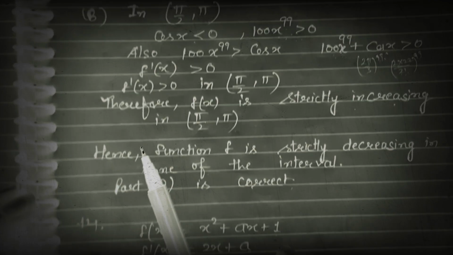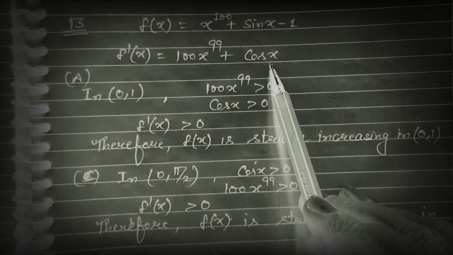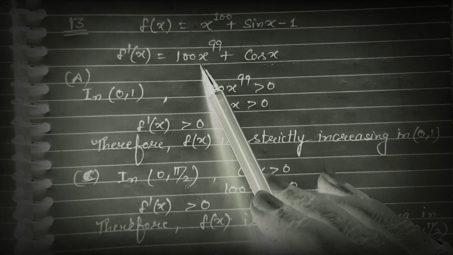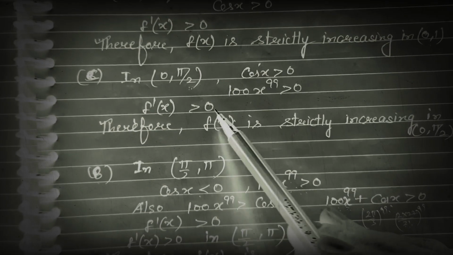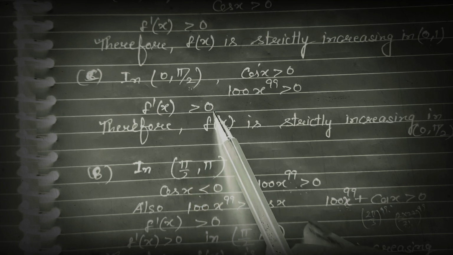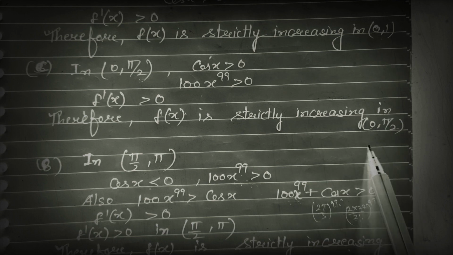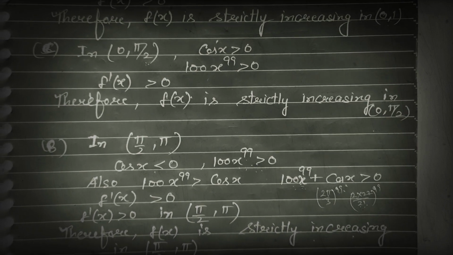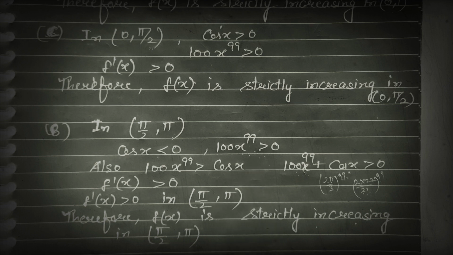Now come to the third part, 0 to pi by 2, first quadrant. In the first quadrant, cos is positive, and this is also positive because x is positive in 0 to pi by 2. So both are positive, which means their sum is also positive, so f dash x is positive. If f dash x is positive, then the function is strictly increasing in 0 to pi by 2. It means this is strictly increasing in the first part, second part, and third part. So the answer is D. D is correct because that is none of these.